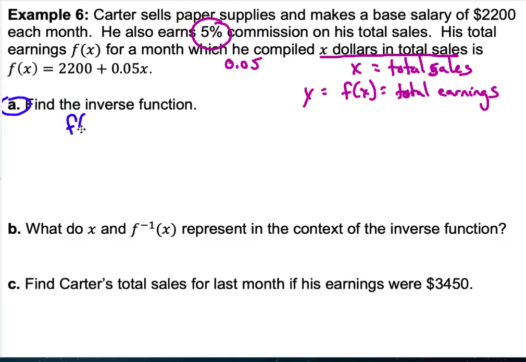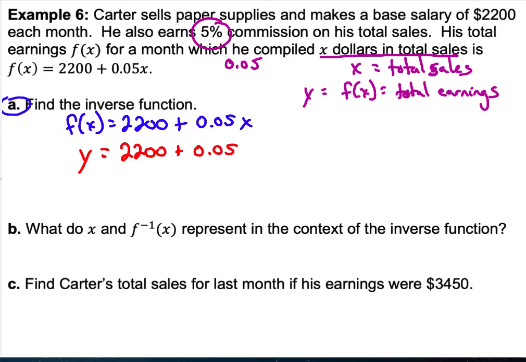Well, right now it's f of x equals 2,200, his base salary, plus 5% times his sales. Well, f of x is really just y, so y is equal to 2,200 plus 0.05x. And then we want to find the inverse, so we're going to switch the x and the y. We're going to change what's my input and what's my output. So now it's going to become x equals 2,200 plus 0.05y.